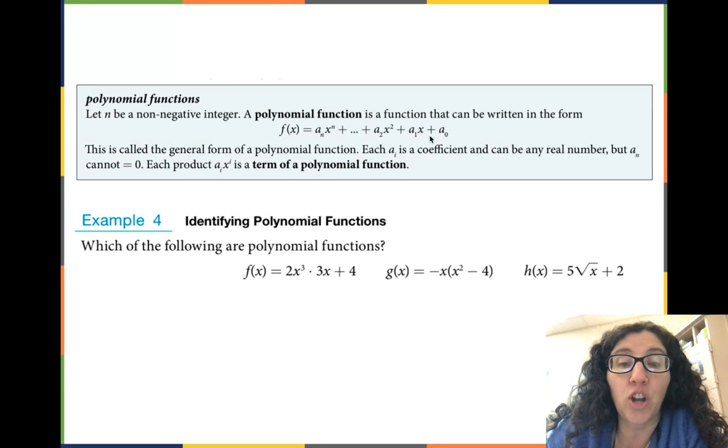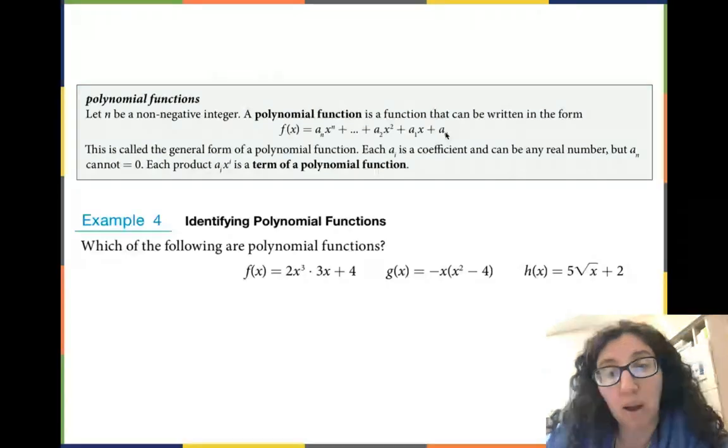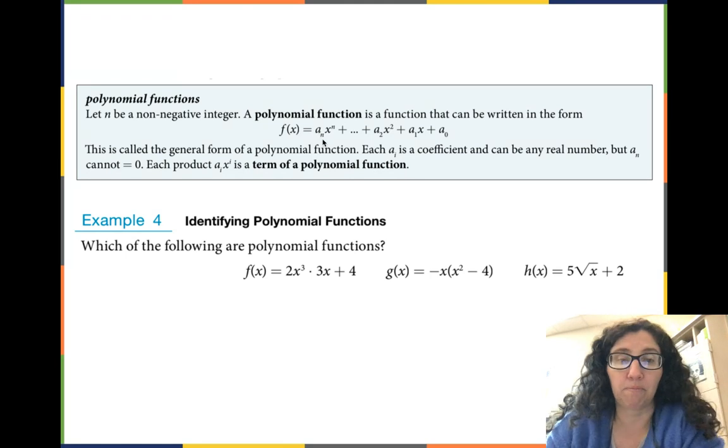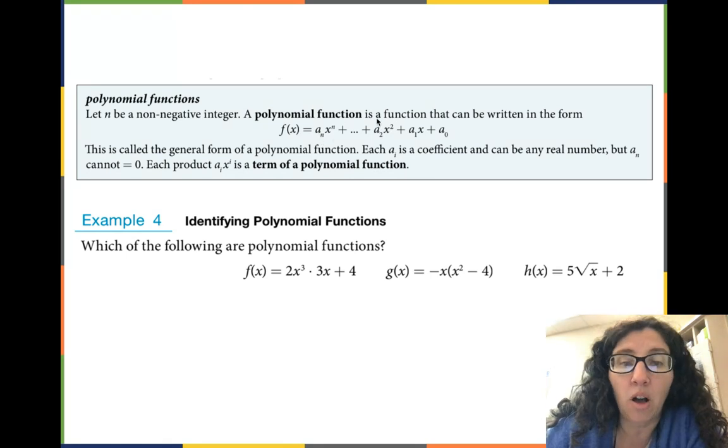So this is the general form. When it's in descending order of powers, the a coefficients can be any real numbers. This one can't be 0, right? Because if it was, then that term would just disappear. And each of these we call a term of the polynomial function. And all of these exponents must be integers, okay?